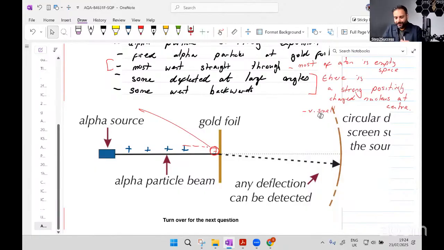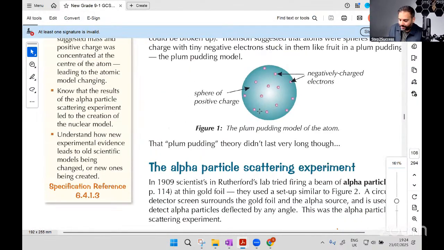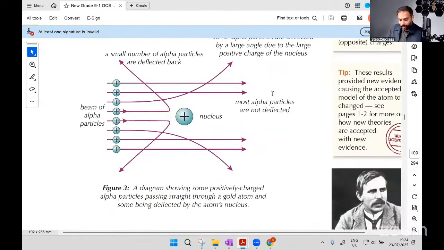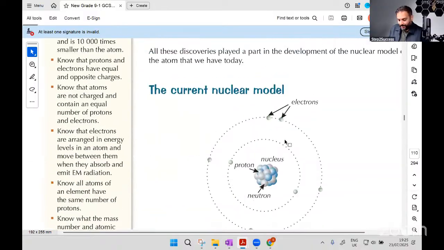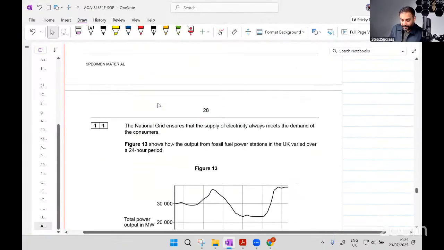So that was the main conclusion. If I just go back to this picture here, the old model was that the positive charge is spread out evenly throughout the atom. Whereas now we believe, or know, that all of the positive charge is bang in the middle, where all the protons are. So they're all concentrated in this nucleus in the middle. It's not spread out everywhere. And that's essentially that question. Right, that was all number 10. 11, 12, and 13 I will do.